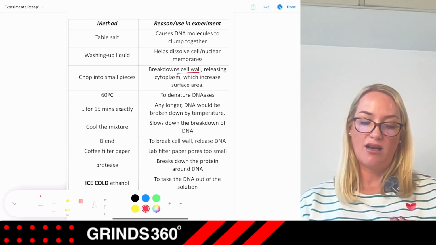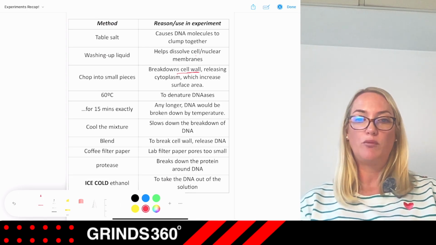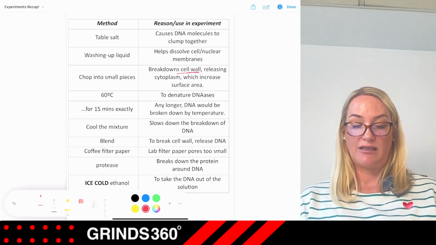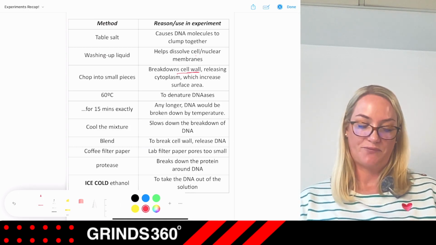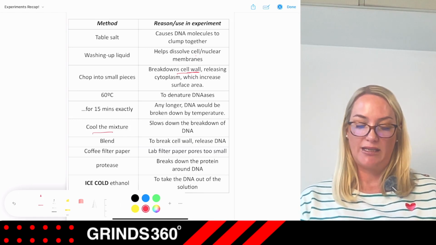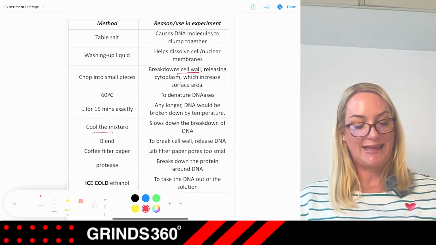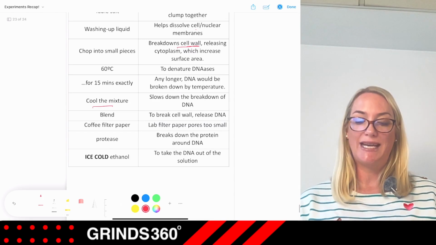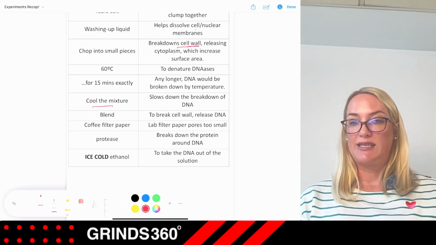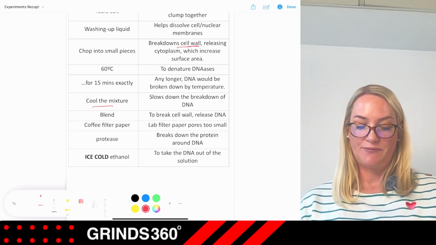If we do any longer than 15 minutes, you could permanently break down that DNA by the temperature. Why do we allow it to cool? We allow it to cool as it slows down the breakdown of DNA, because remember, we want to get the DNA. Why do we blend it? We want to break down that cell wall if it wasn't fully broken down before, to release that DNA.